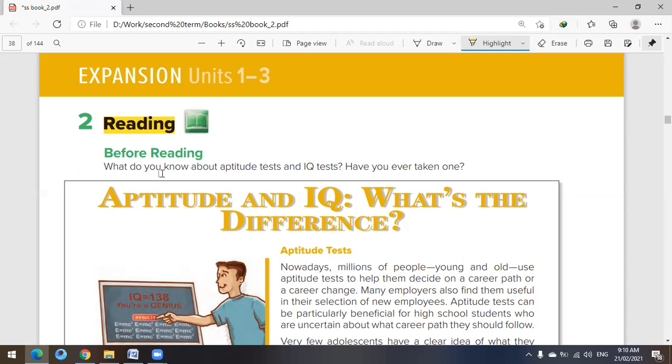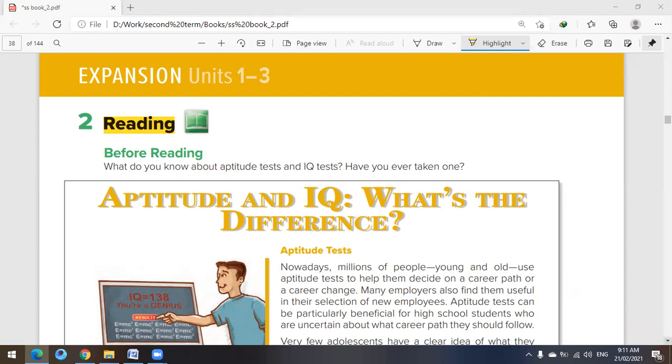What do you know about aptitude tests and IQ tests? I have just told you. These tests are useful for what? Have you ever taken one? So we asked Hamoud, who else? Who has taken an aptitude or IQ test before? Just Hamoud? Or do we have someone else? Okay, so enough. Today we all are going to know what's meant by IQ and aptitude test.